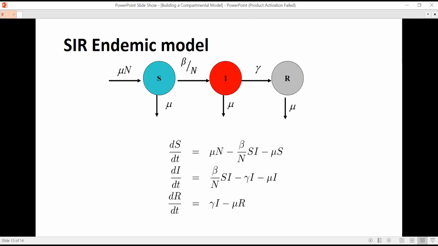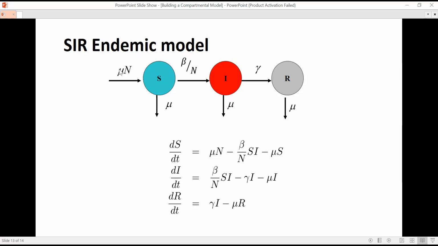What if then we have an endemic model? In an endemic model, the disease is there in the population, and people can die of other causes other than disease-induced deaths. So we want to factor in the background deaths in the susceptible, the background deaths in the infected, and the background deaths in the recovered. And we want to factor in the births.